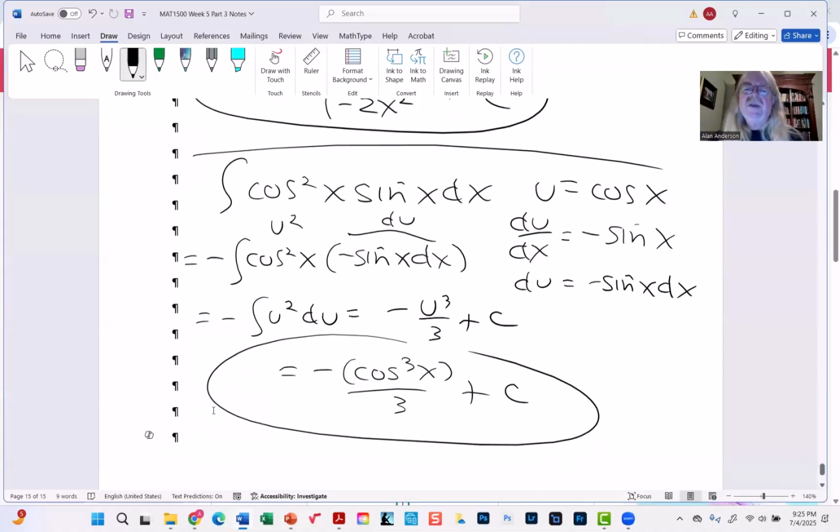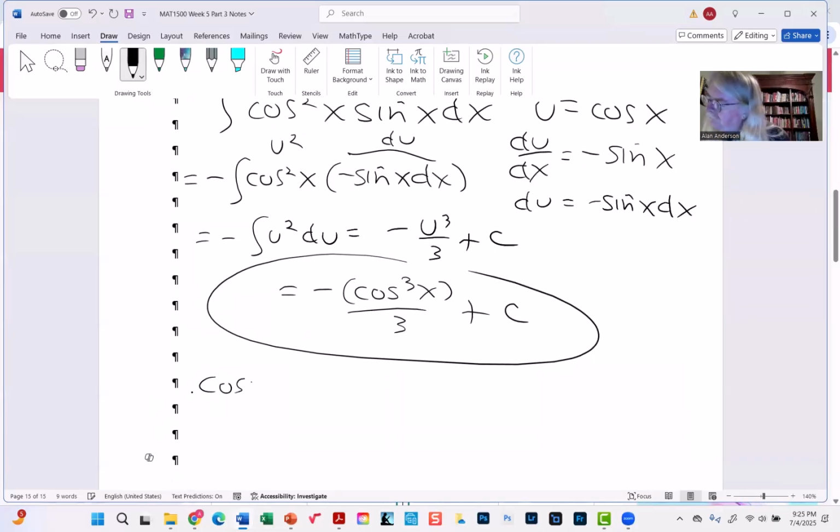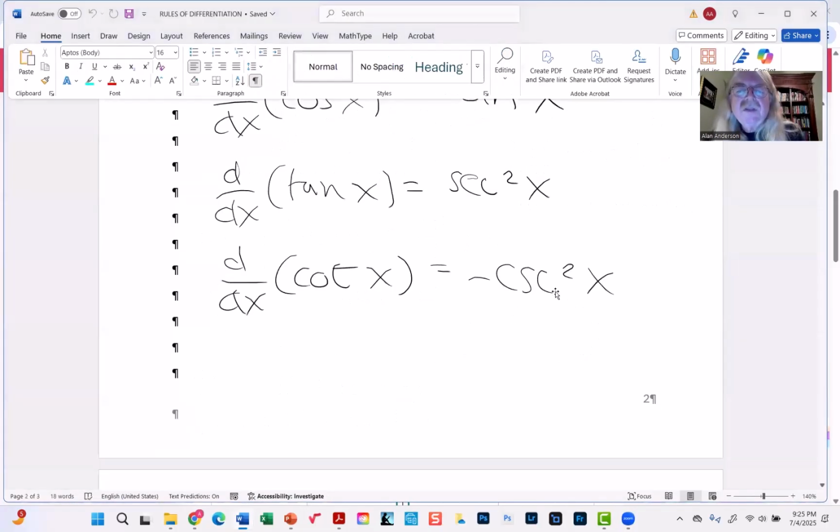By the way, I want to mention something here about exponents and trig functions. Most textbooks will write positive exponents for trig functions like this, just so you're aware that these are the same thing. When it comes to fractional exponents, they don't do that. But for the positive integers, this is the normal way it's done. All right. So what else do they have for us?